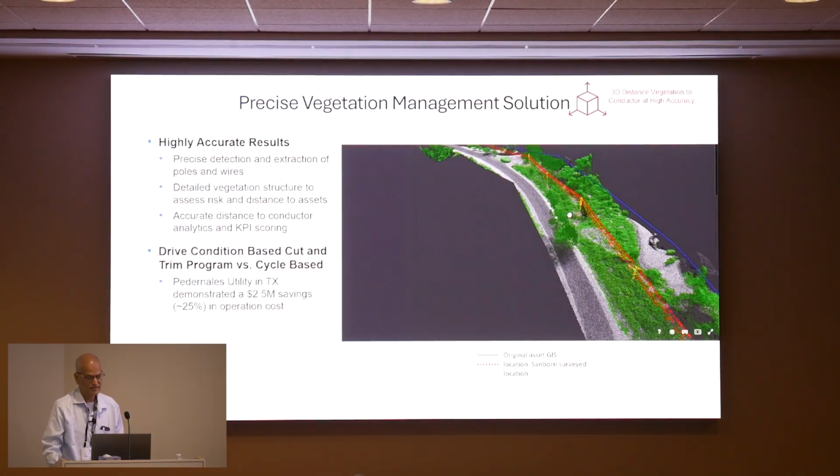So this is what I said. You do the vegetation trimming based on a condition-based cut and trim program versus cycle-based. That is what the utility companies are analyzing. There is a published report by Pedernales Utilities in Texas. They demonstrated almost $2.5 million savings in their operation cost just by using proper LiDAR data and coming up with a condition-based trimming exercise.